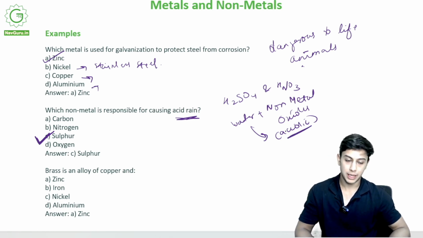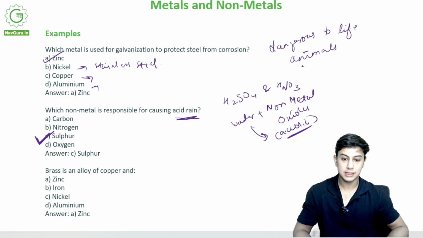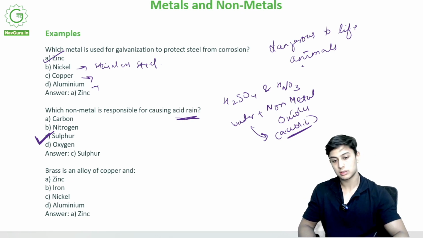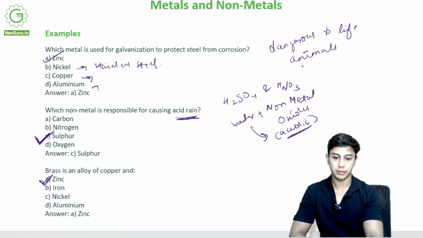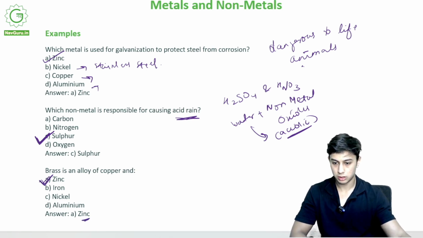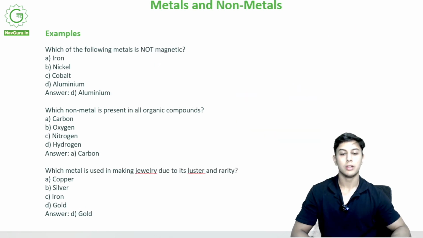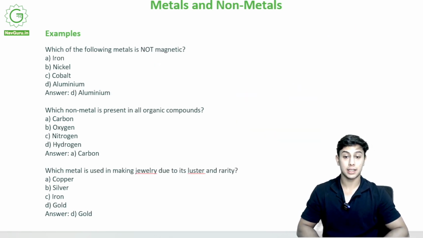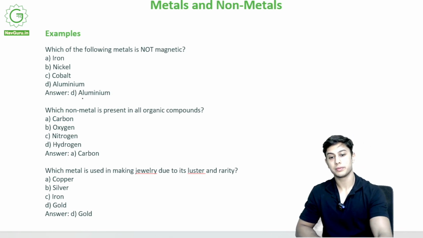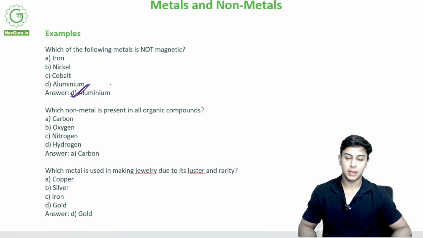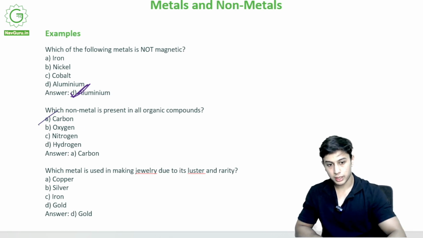Brass. What is brass? Brass is an alloy of copper and zinc. Always remember zinc. This question: which of the following metals is not magnetic? Aluminium. Aluminium is non-magnetic. Take a magnet to your aluminium foil, it will not attract. Which non-metal is present in all organic compounds? Carbon is present in all organic compounds.